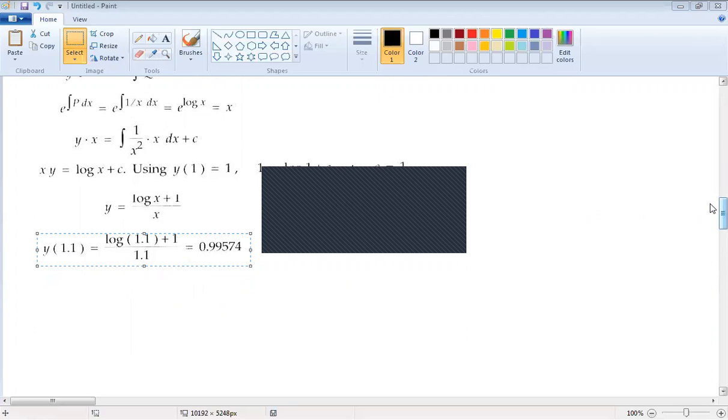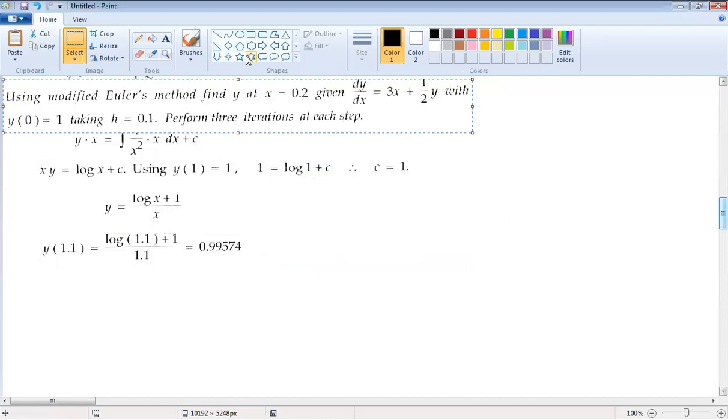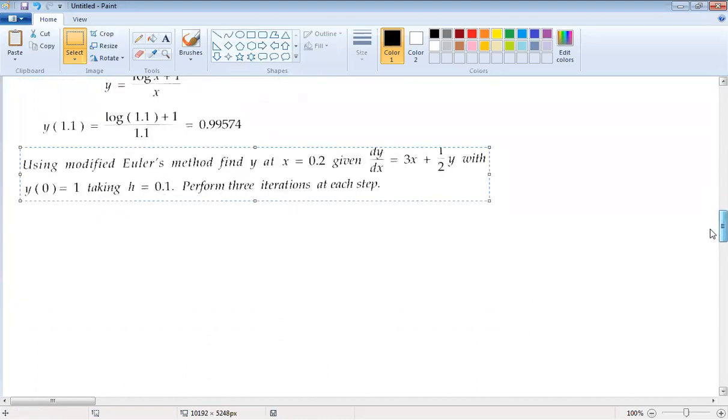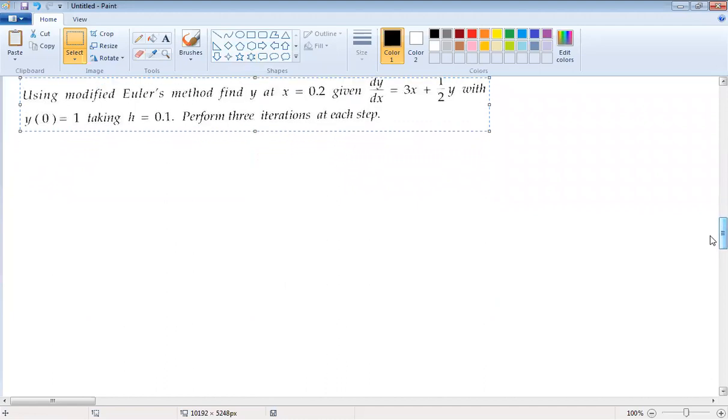Another problem says, using modified Euler's method, find y at x is equal to 0.2, given dy by dx is equal to 3x plus half of y, with y of 0 is 1, taking h is equal to 0.1, and they have specified in the problem that perform 3 iterations in each step. So what does y of 0 is equal to 1 indicate? y of 0 is 1 indicates that x naught value is 0 and y naught value is 1.